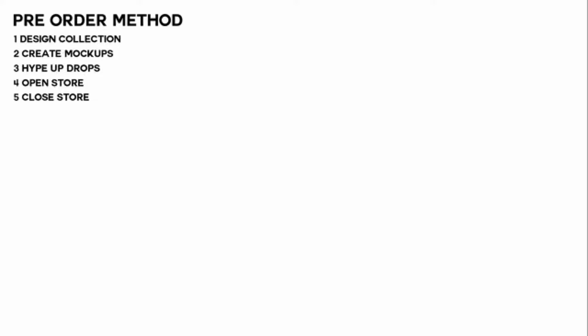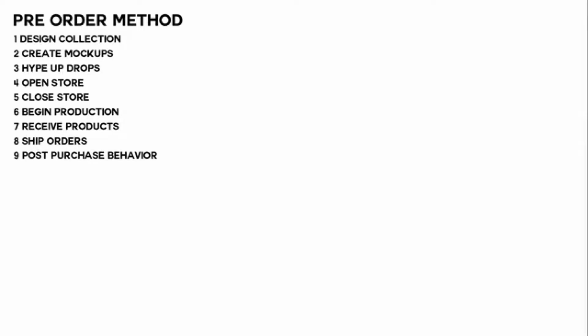Now let's go over how to execute both methods. Let's start with the pre-order way. Here's what the basic process looks like. First you want to design your collection, then create your presentable mock-ups, hype up the drop, launch day or open store. This is the first day the money is coming into your account. Then you want to close the store. Then you begin production. This is when the money is leaving your account. Then you receive the products, products are coming in, you ship the orders, products are going out, and then post-purchase behavior. So let's expand each of these.